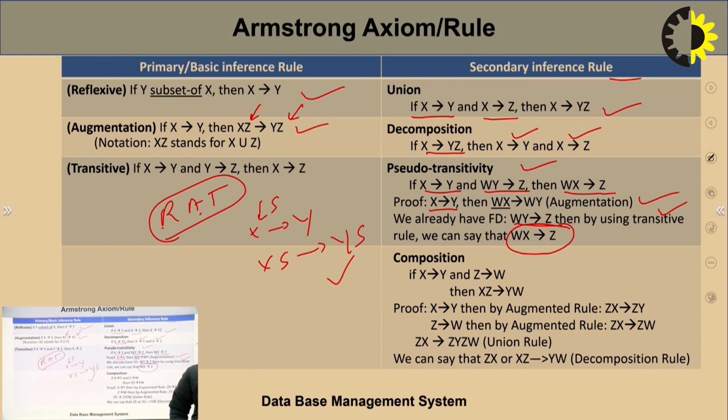One other rule is called composition. What is the composition rule? If x tends to y and z tends to w, then we can combine those functional dependencies into one, making xz tends to yw. This is the composition rule of inference. So these are some rules that we can use in normalization questions. The first three are called Armstrong's axioms, and the second ones are normally called inference rules. In some other books they are called primary rules and secondary inference rules.